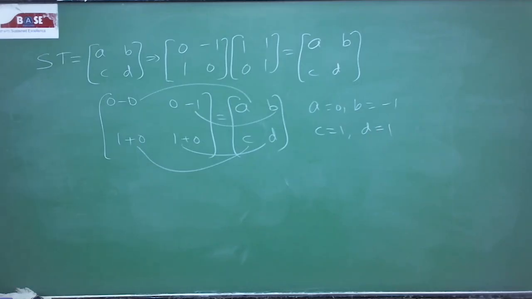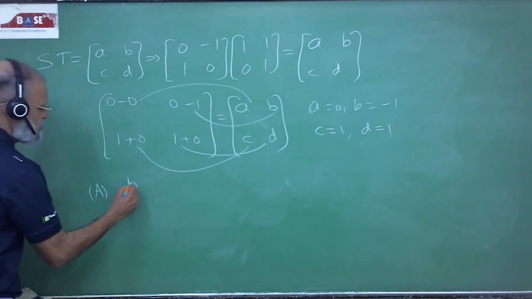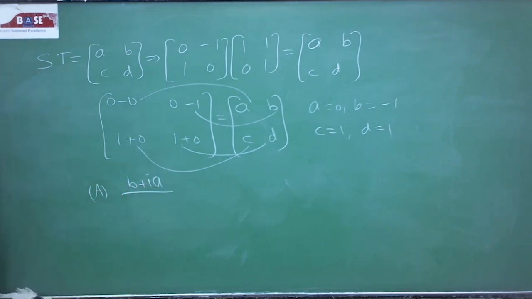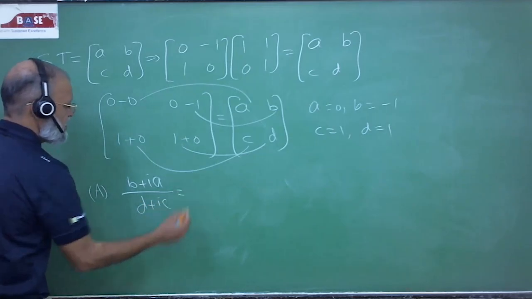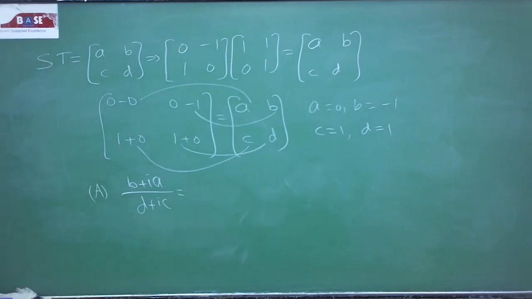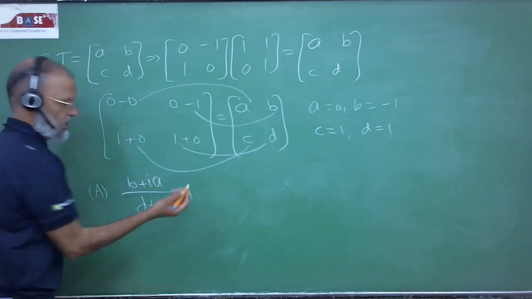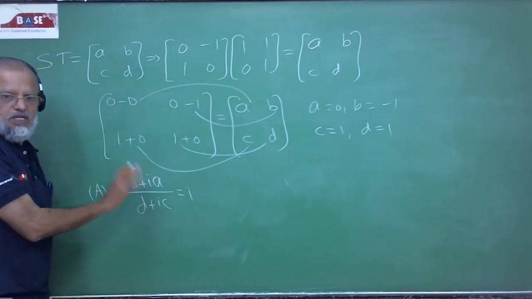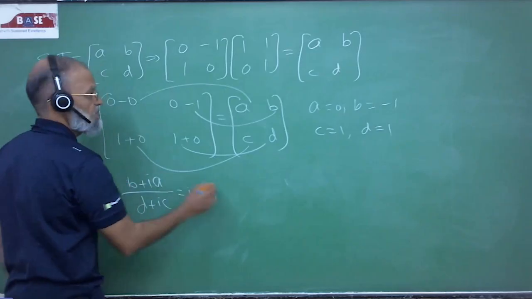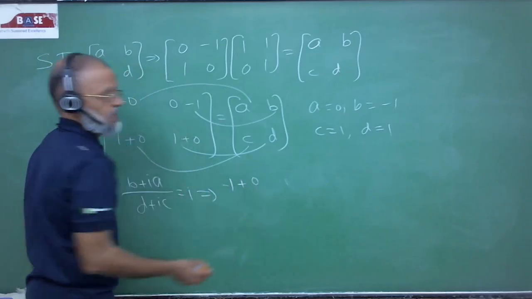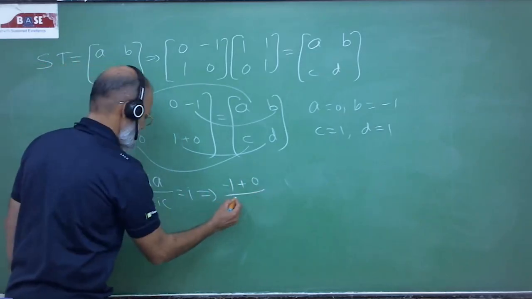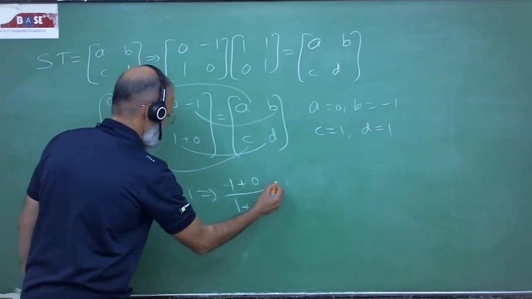So we have to see whether option A is true or not. So I am going for option A. What is option A? It is B plus iA, and in the denominator it is D plus iC, that is equal to i on the RHS. Is it true or not? Just substitute the values here. What I am getting: B means -1 plus A means 0, in the denominator it is 1 plus i, that is equal to iota.